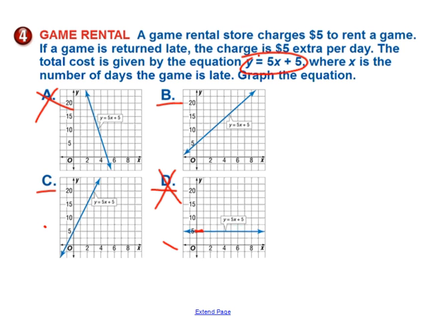Up 5. I'm sorry, no, that's only 2.5 and over 1. So this one is not the right slope. It must be this one. Up 5 and over 1 day. So letter C is the correct answer.